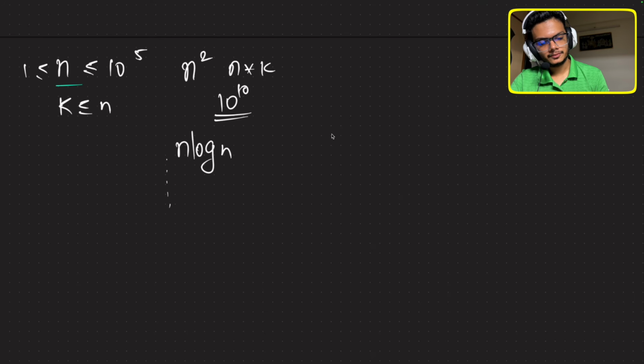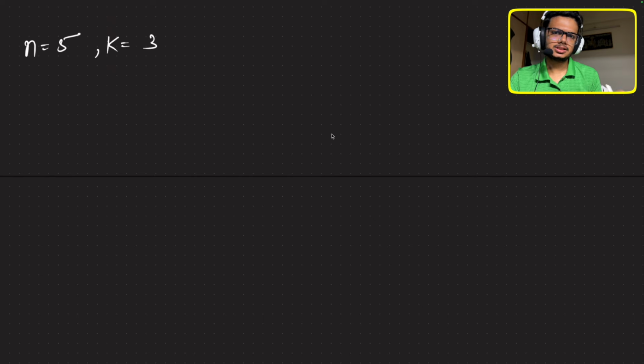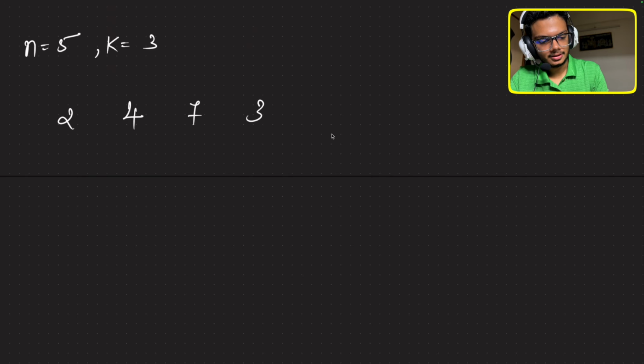Okay, so with that clear, let's try to understand this question from an example test case. So the example test case, I'll take the same one. N was 5 and k is 3. So n equal to 5 means we have 5 elements. The array contains only positive elements. Okay, so that's one thing. So the 5 elements were like this: 2, 4, 7, 3, and 5.